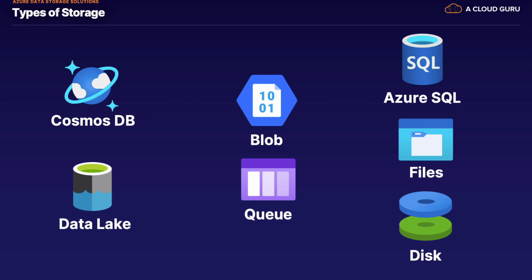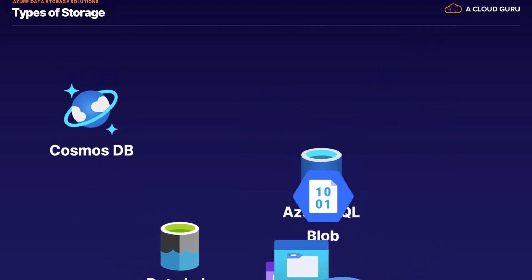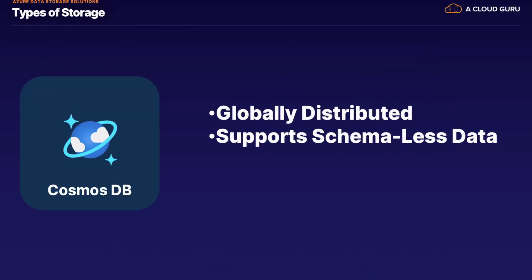Blobs and queues are things that you might be familiar with, so we'll touch on them quickly. And the final ones are Cosmos DB and Data Lake. Let's get started with Cosmos DB, which is a NoSQL database.